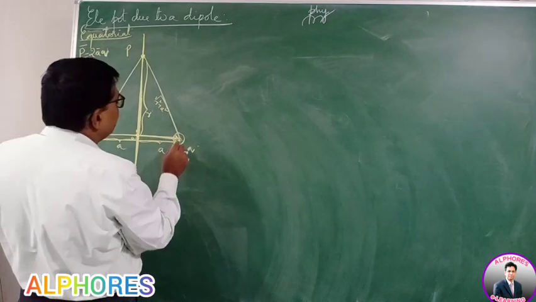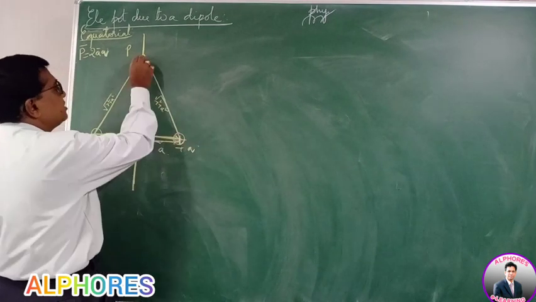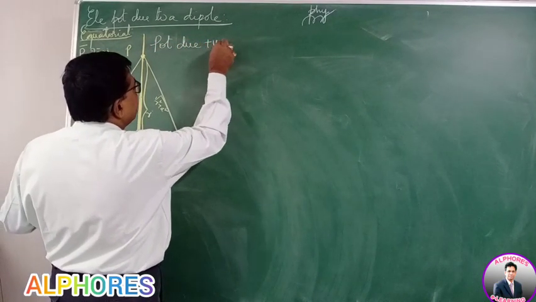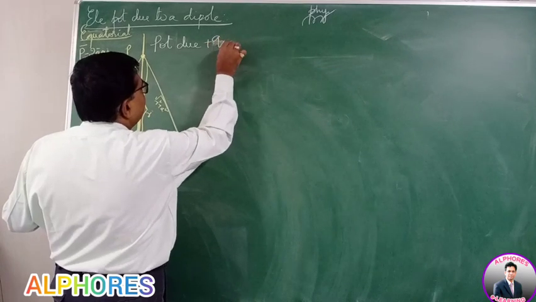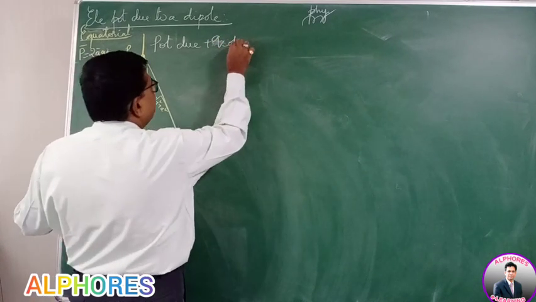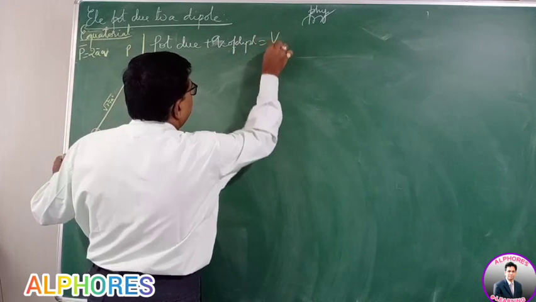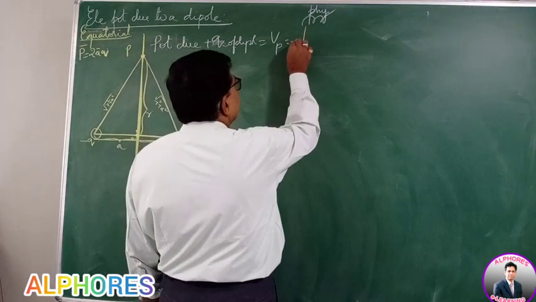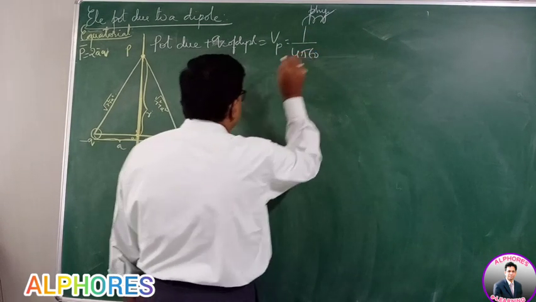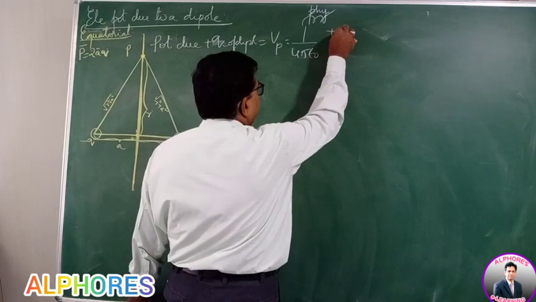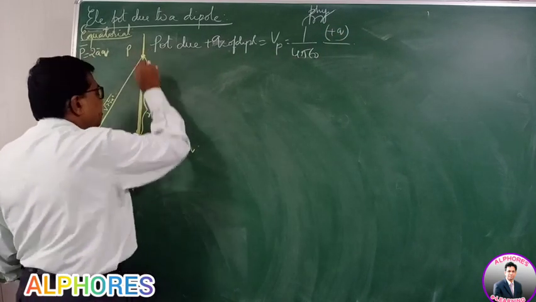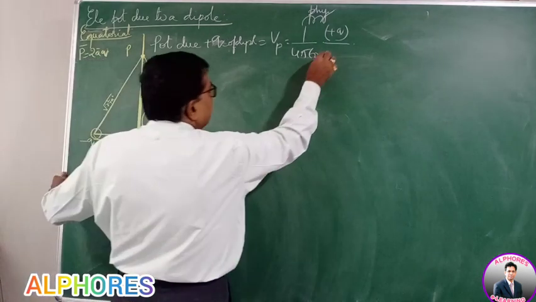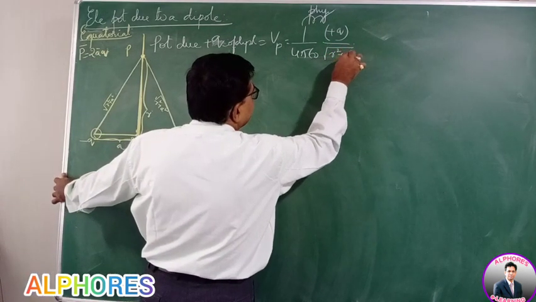First we will find the potential due to the positive charge, plus q of the dipole. Let it be Vp. The formula is 1 by 4 pi epsilon naught, q by the distance. So it is 1 by 4 pi epsilon naught, positive charge plus q, divided by the distance of the point from the charge, which is under root of r square plus a square.